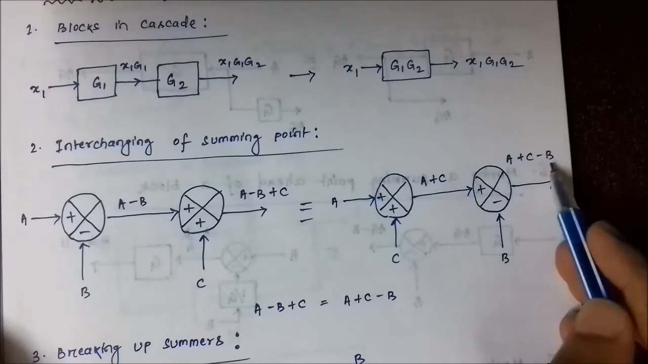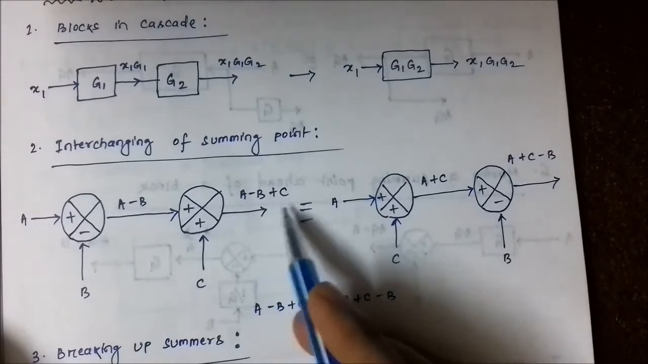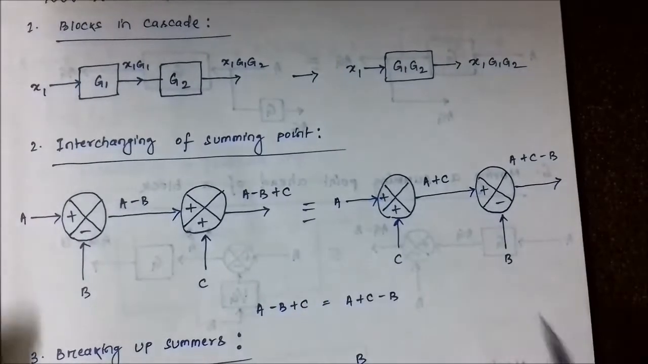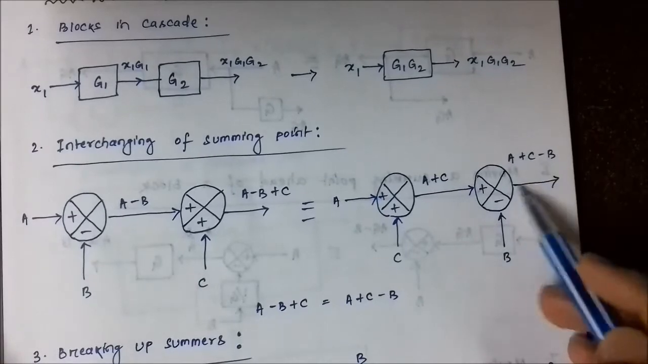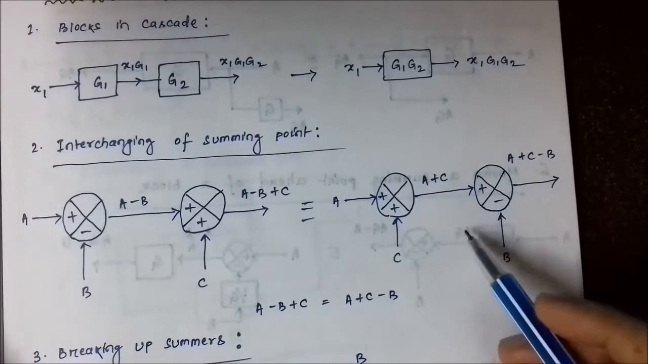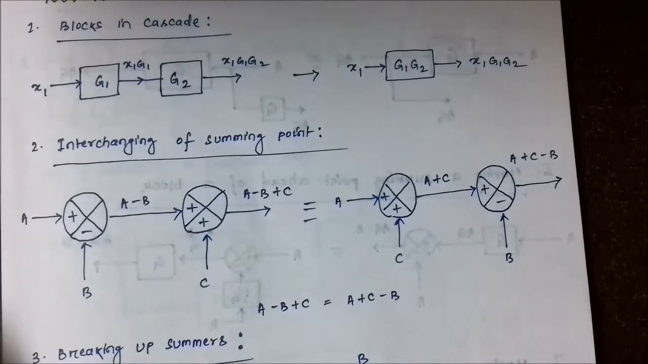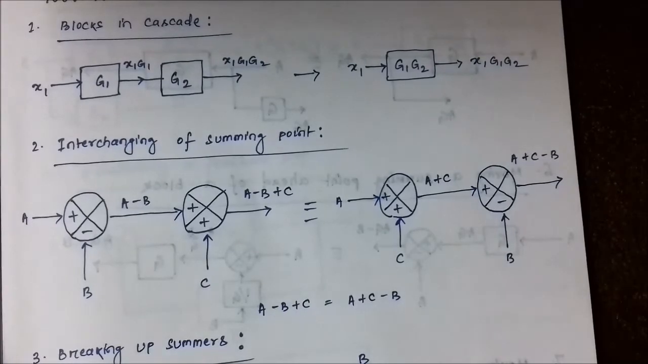So a plus c minus b is equal to a minus b plus c. Okay, so the net output has not changed. It means our interchange is right, it's correct, because we have not disturbed the output value, it has stayed the same.